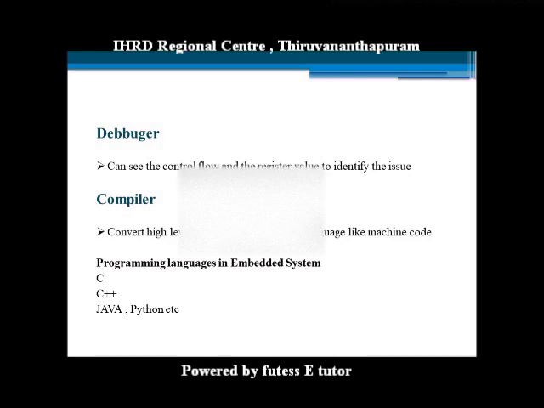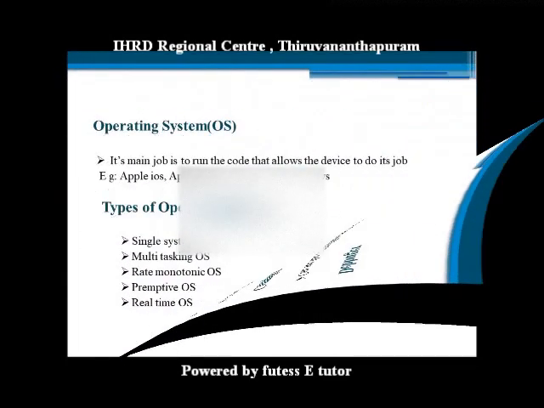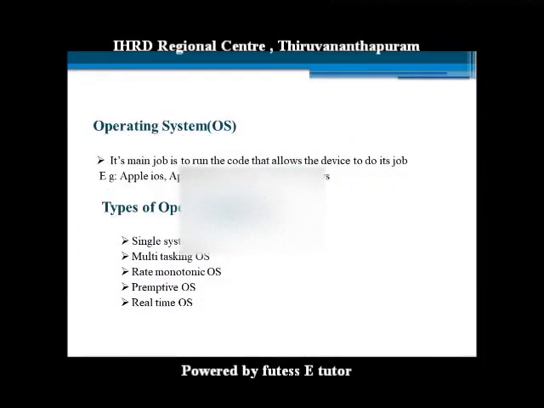Operating system in embedded system. An embedded operating system's main job is to run the code that allows the device to do its job. The embedded operating system also makes the device hardware accessible to the software that is running on top of the operating system. An embedded system is a computer that supports a machine.